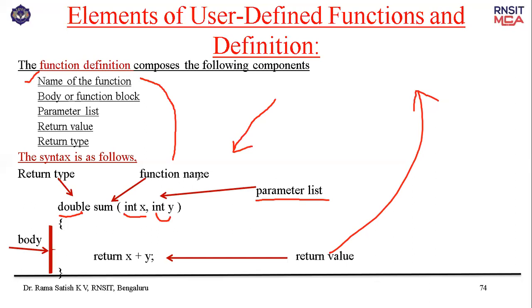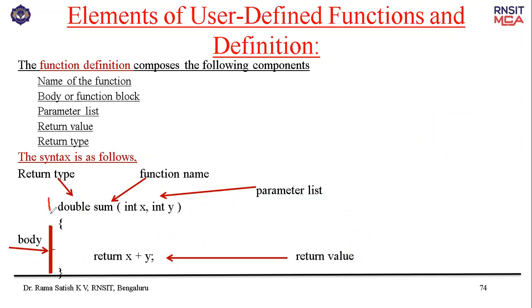And you have a function name. You have a double, that is a return type. And you have the body. And of course, you have the function name also. So initially, what do you do? You just have to specify only this much. That is the name of the function, what is its return type, what is its parameter list. If you specify this initially, that is sufficient.